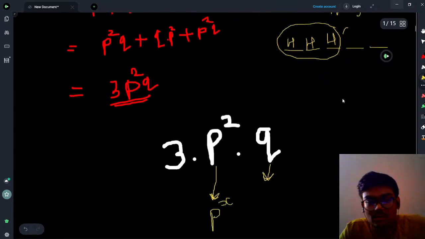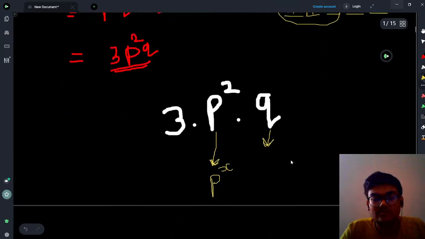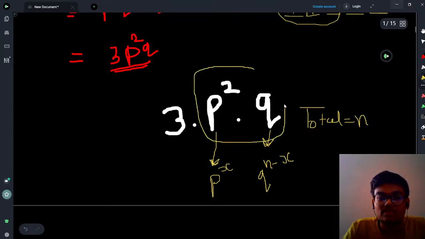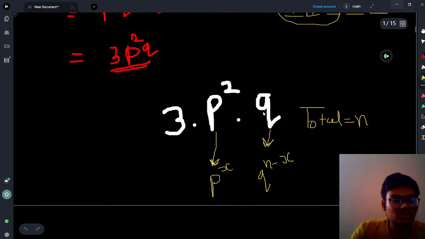So if we think about the general form, in total n trials, if we have x successes, where x is our criteria, here getting 2 heads, then what is the power of q? The power of q will be n minus x. Okay, got it. So this is the formula we are searching for. This is the binomial distribution.